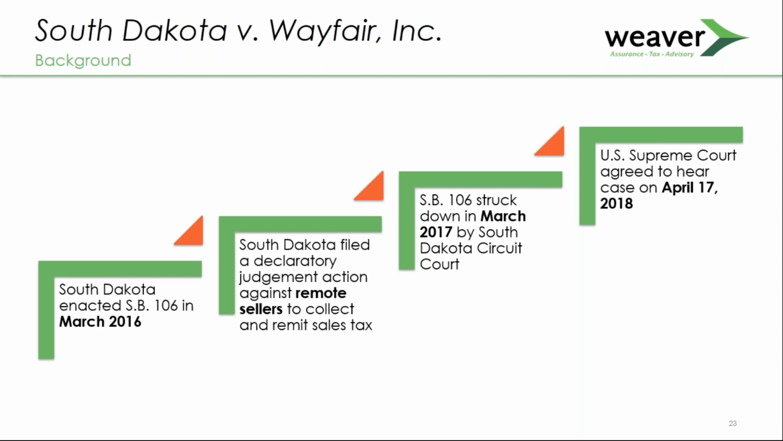Following the enactment of Senate Bill 106, South Dakota filed a declaratory judgment action against remote sellers to collect and remit tax. However, Senate Bill 106 was then struck down in March of 2017 by South Dakota's Circuit Court, which was later affirmed by the South Dakota Supreme Court. So they filed an appeal to the United States Supreme Court, and to a lot of folks' surprise, it was agreed to be heard and was heard on April 17th of this year.